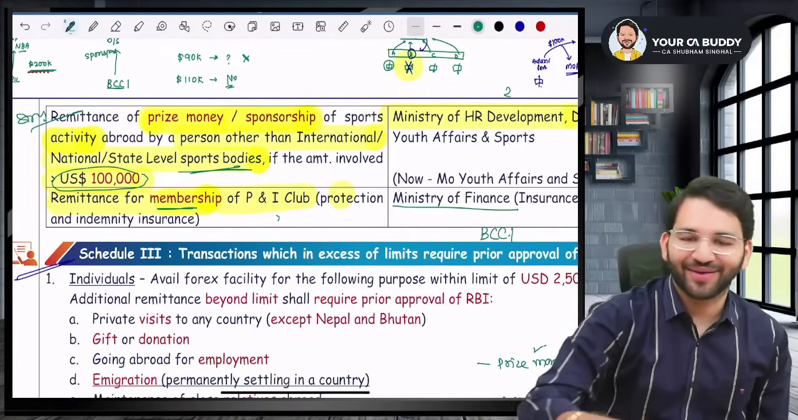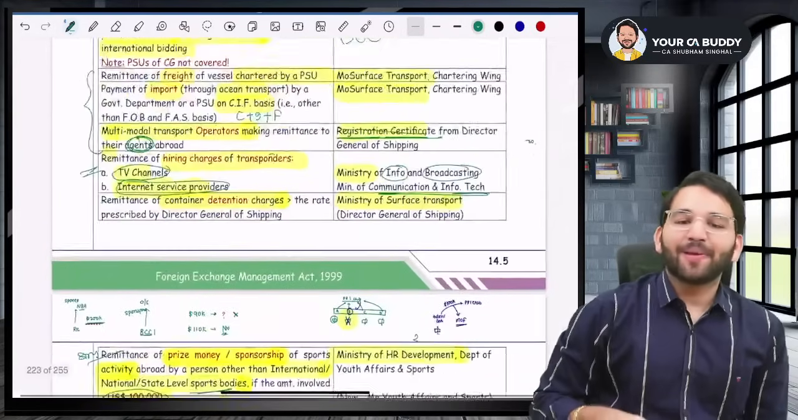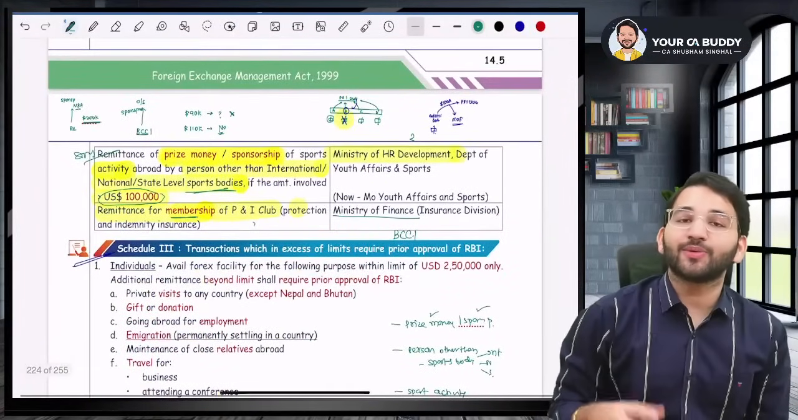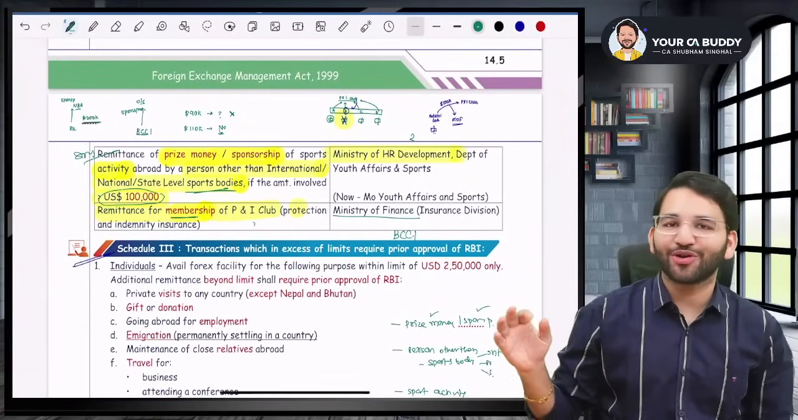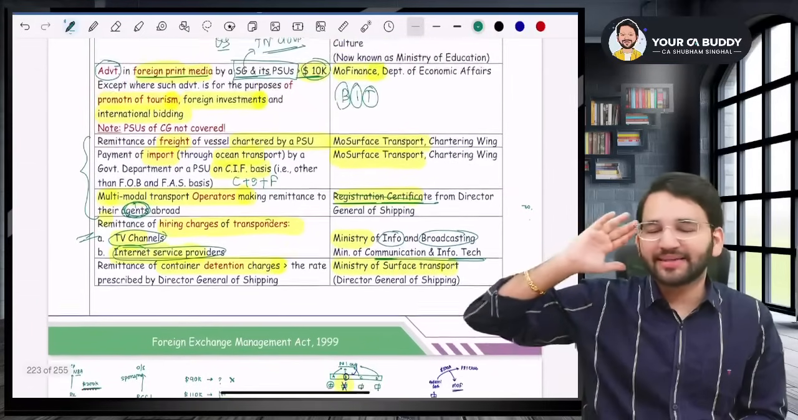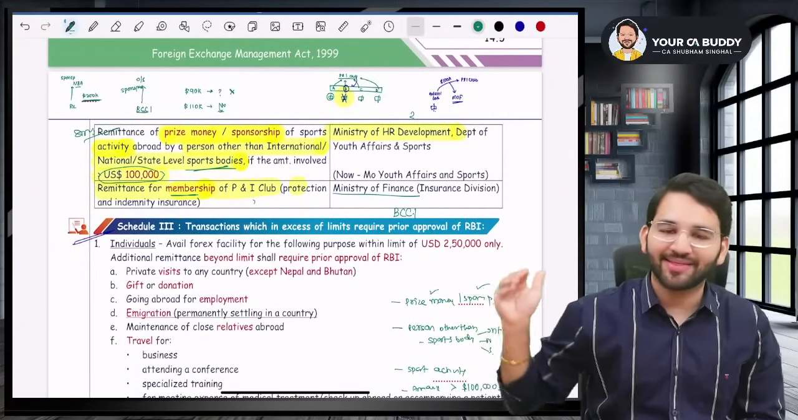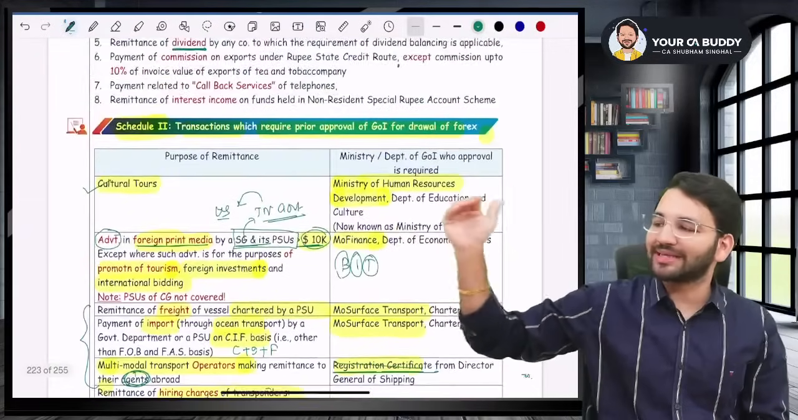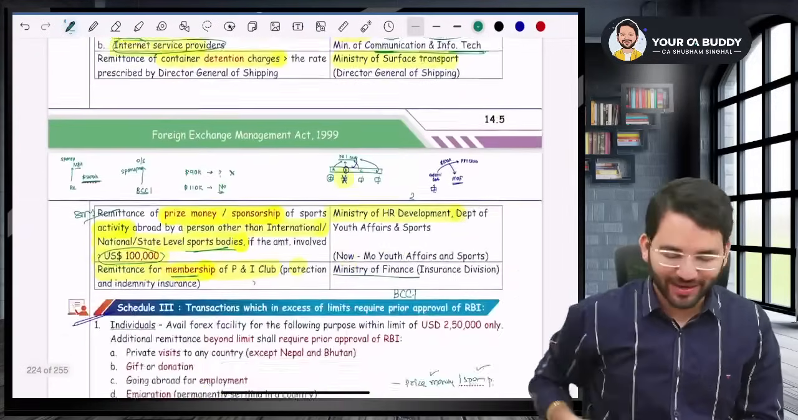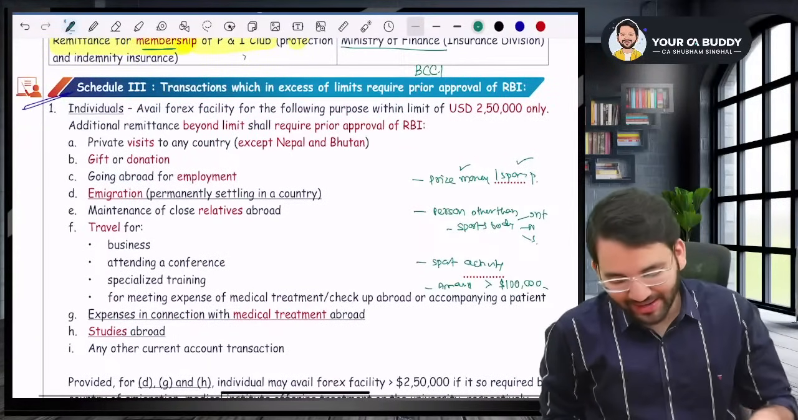Alright, guys. So basically, Schedule 2 talks about transactions which require approval of CG. I can assure you this kind of summary notes, it is impossible to get anywhere. At present, there is no book other than this in the market which can give you this level of summary for these concepts. Okay. Now coming to the next point, listen to me very carefully, please, guys.